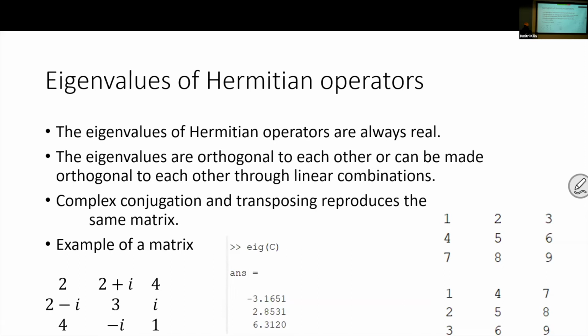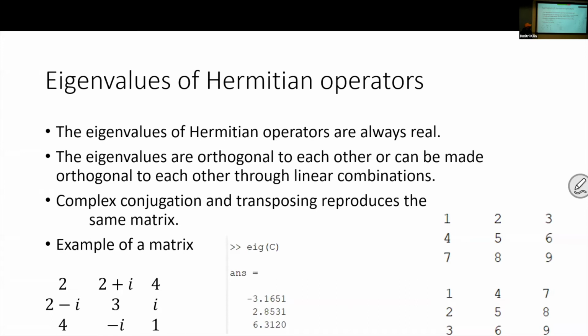And then the eigenvectors are always orthogonal to each other or can be made orthogonal to each other through linear combinations. So at the bottom left of the screen is an example of a Hermitian matrix. And you can notice that the diagonals are all real numbers. That has to be so that you can transpose it to get the same matrix again. And then in the middle of the screen, I just plugged that matrix into MATLAB and said, find me the eigenvalues of it. And it gave me all real numbers. So you can see that that works.